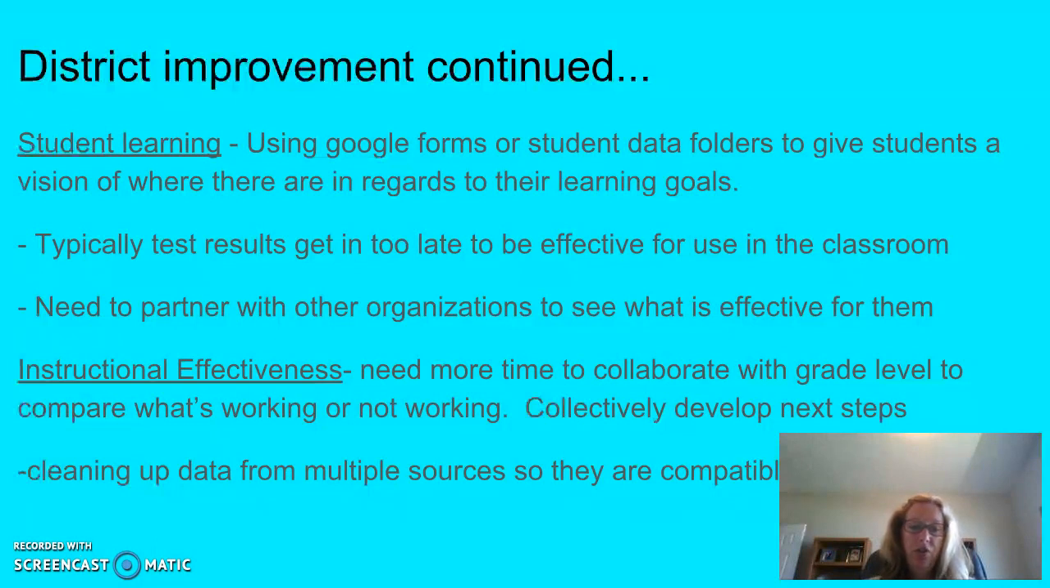As far as instructional effectiveness, we need more time to collaborate with grade levels to compare what's working, what's not, and collectively develop what our next steps are. We also need to clean up data from multiple sources so that they are compatible.